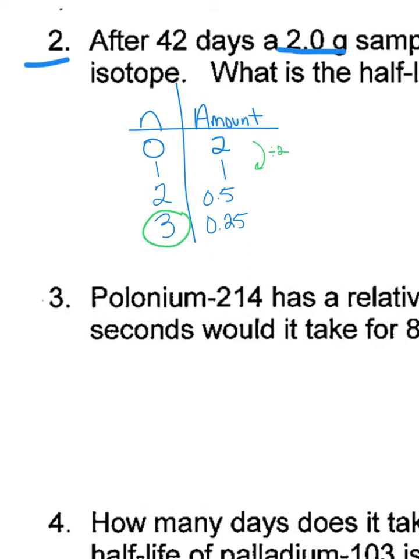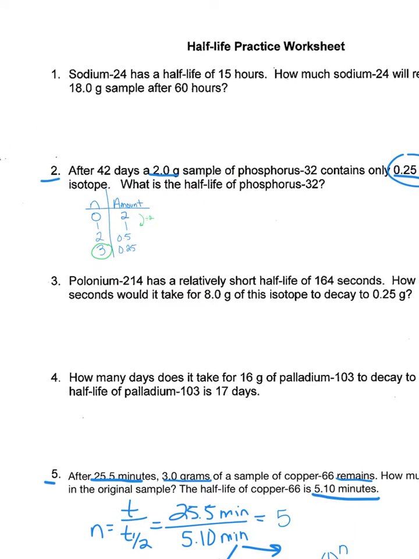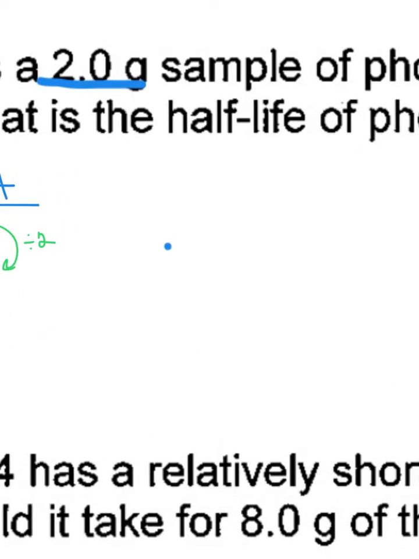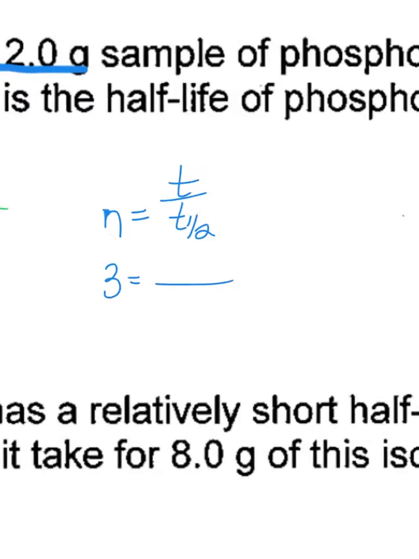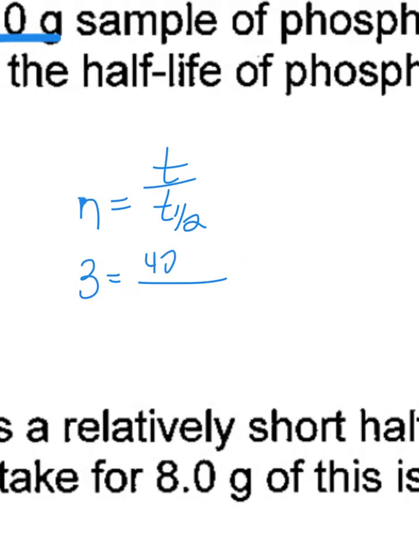Now, that's not what the question asked me for. It asked me what is the half-life. So from there, I can now plug into that n equals t over t 1/2 equation, because I have everything but the half-life. I know that n is 3. That's what I just found from my chart. I know that the total time, if I go back to the problem, is 42 days. So that's going to go up here, 42 days. And I can solve for t 1/2, which will be solved for in days.